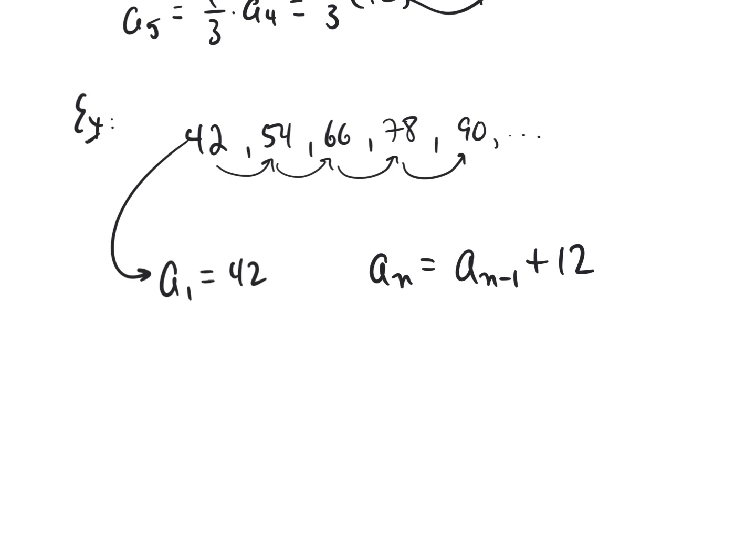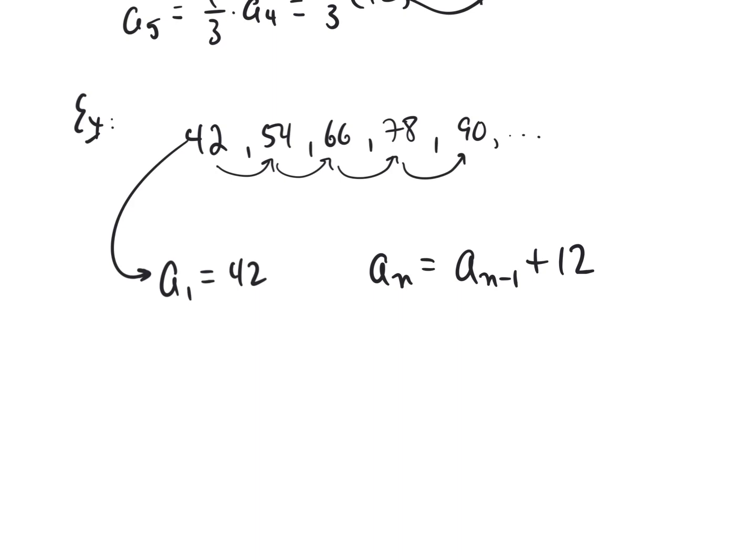We just take the previous term and add 12. And you can see it works, of course, because if the first one is 42, the second one we just add 12, so we get 54. The next one, add 12, we get to 66, and so on. So that's not too difficult, okay?